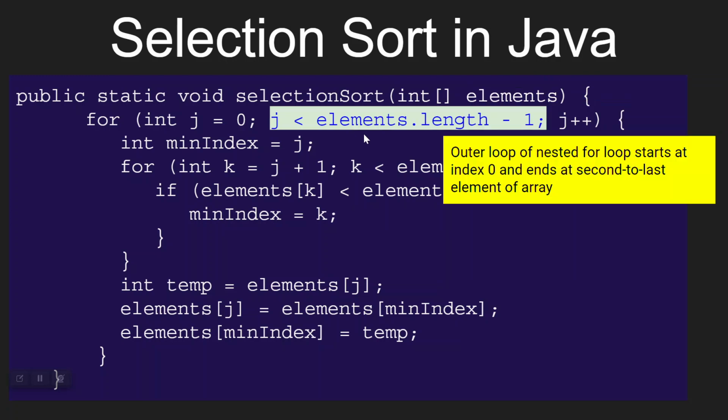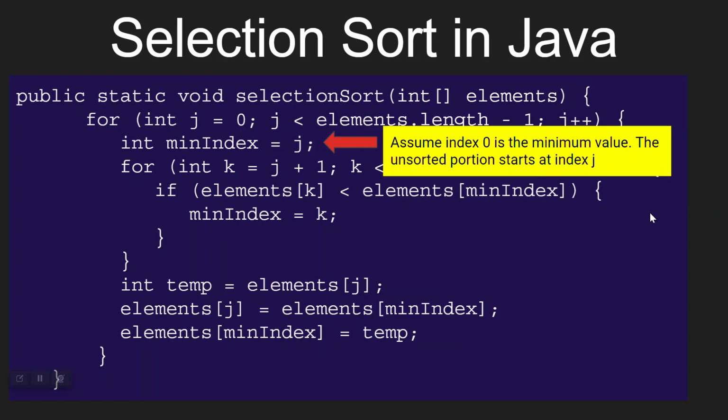Now we have our for loop, and we're saying for int j equals 0, as long as j is less than elements.length minus 1. So when you see this right here, this is one of your clues that this is a selection sort, because your outer loop is not going to loop the entire array. We're going to stop when we get to the second to last element. So the outer loop of a nested for loop starts at index 0 and ends at the second to last element.